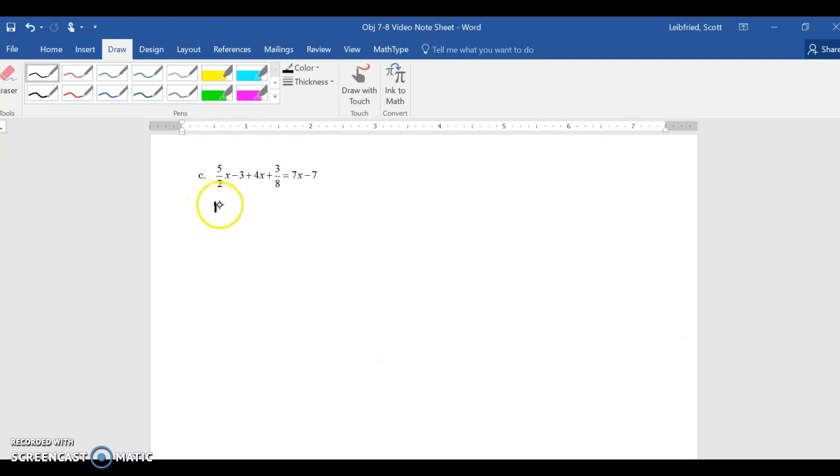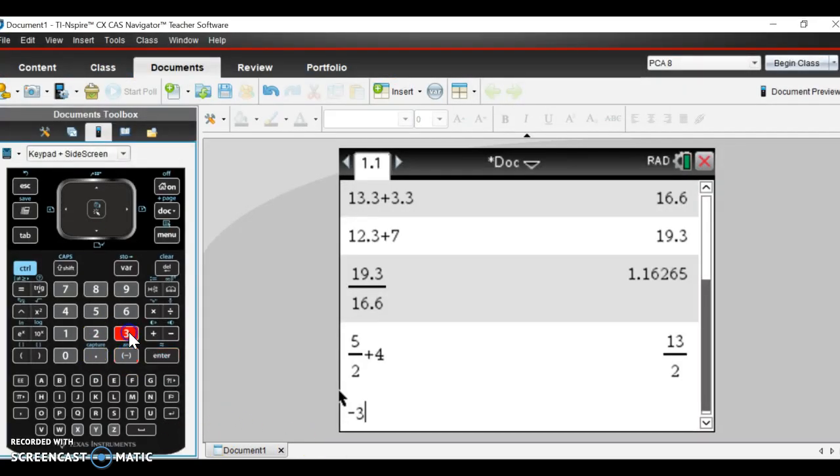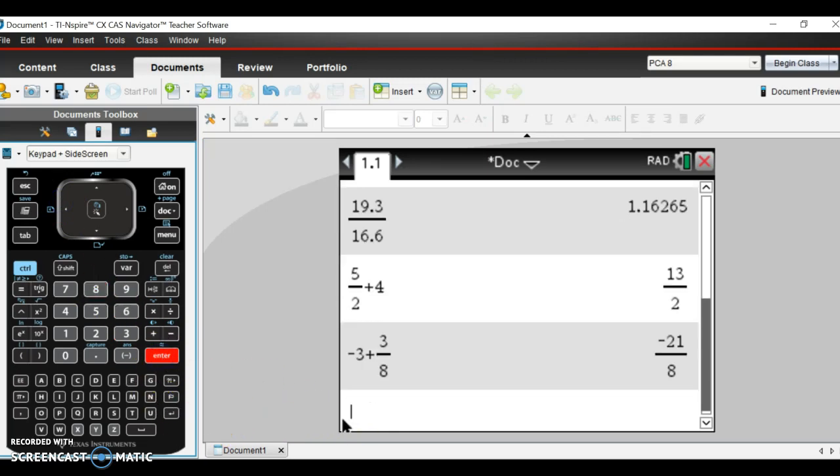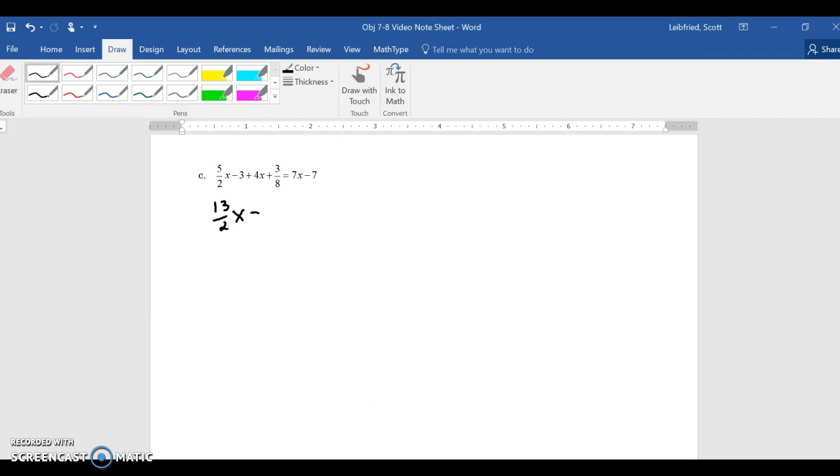So now we have 13 halves x. We also have -3 and +3/8, which we have to combine. So we're going to use our calculator, -3 plus, and again, control division sign to get our fraction, 3/8, and we will get -21/8. So we're going to write -21/8 equals, and you'll notice on the right hand side there are no like terms. There's an x term and a number. So now we're back to drawing our line and doing the process as usual.